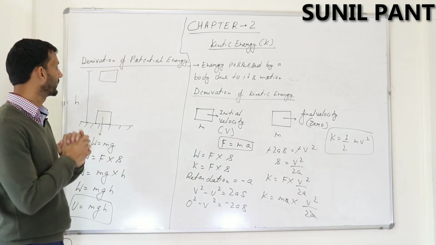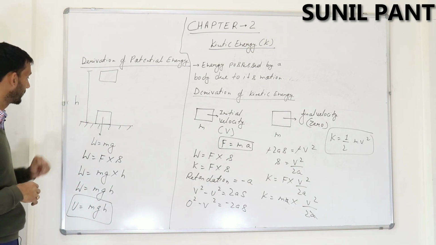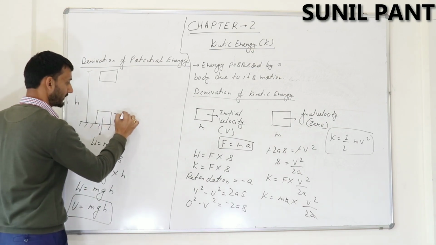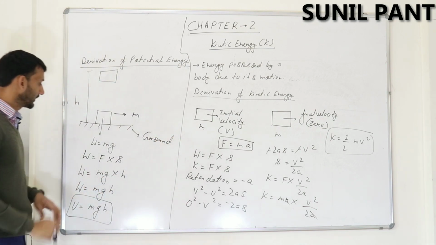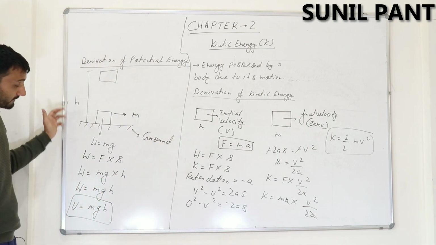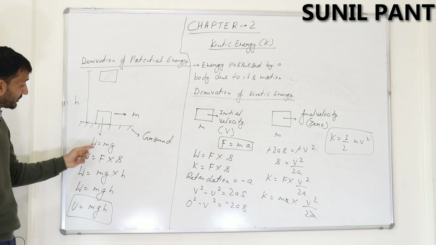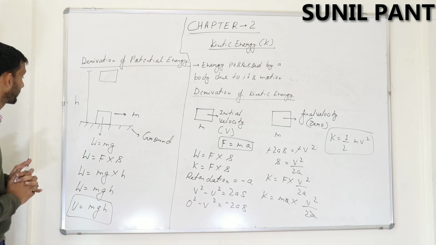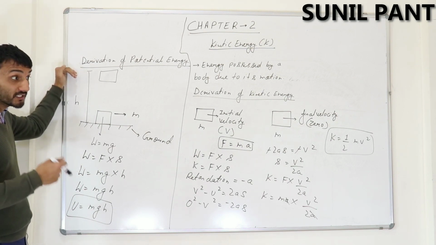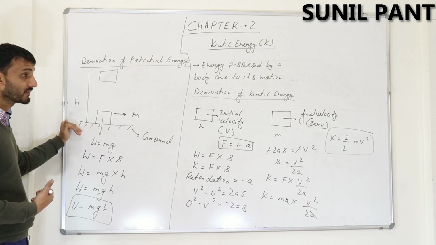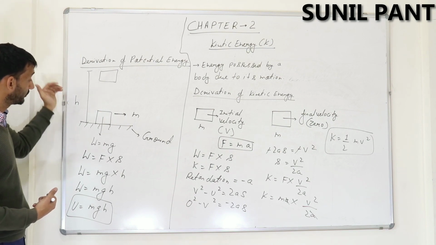Now let us talk about the derivation of potential energy. In this derivation we have an object whose mass is m and it is kept on the ground level. We know that the weight of the object, the force of gravity with which it is pulled by earth, is W = mg, where g is the acceleration due to gravity and m is the mass of the object. It is being taken to a height h by you. It means you did some work on this object by applying a force and displacing it up to some height.